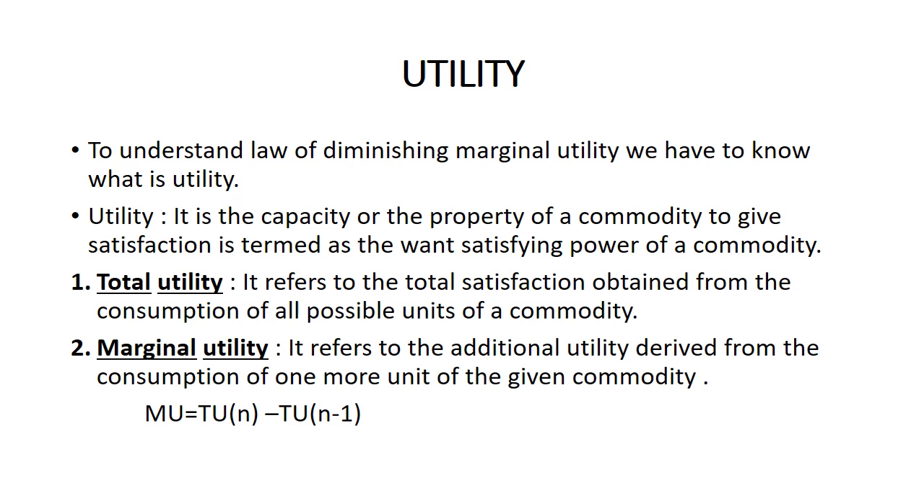Marginal utility can be calculated numerically as MU equals TU of nth unit, that is total utility of nth value, minus TU of n minus 1, the previous value. We'll further see how it's used in a form of a table and a graph. It will make it a bit easier to understand.